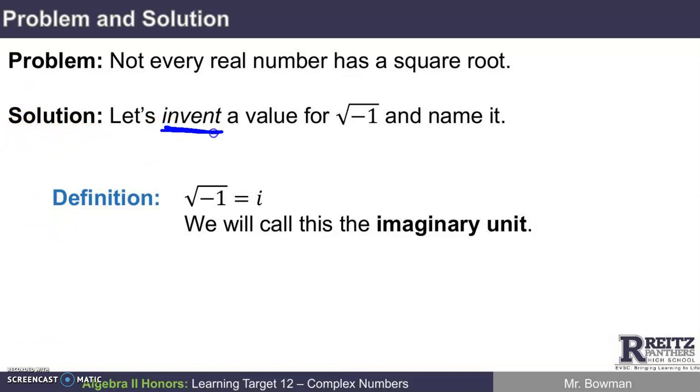So here is the solution to the problem. Let's choose to create a value for the square root of negative 1, and let's give it a name. We're going to call it i. And i is known as the imaginary unit, where by definition this i is the square root of negative 1. And what that solves is that now we can find a square root for any real number, positive, 0, or negative.